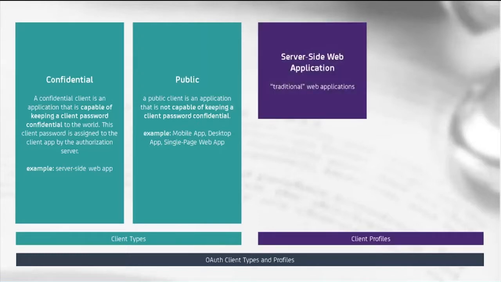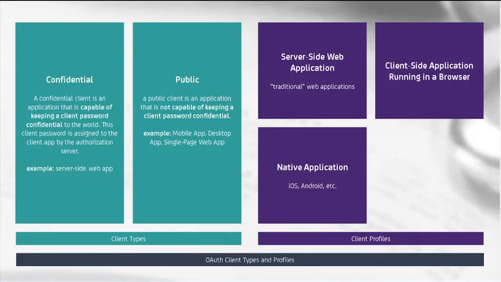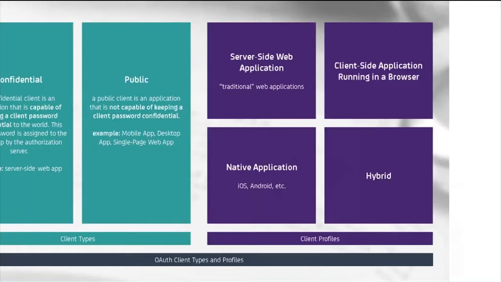And then there are client profiles. So again, it can be a server-side web app. It can be a client-side app running in a browser. It can be a native app, so iOS, Android, mobile devices in general, also desktop devices. But then you can also have a hybrid of all of those three combined, let's say. But overall, it's important to know that OAuth considers different client types and different client profiles.